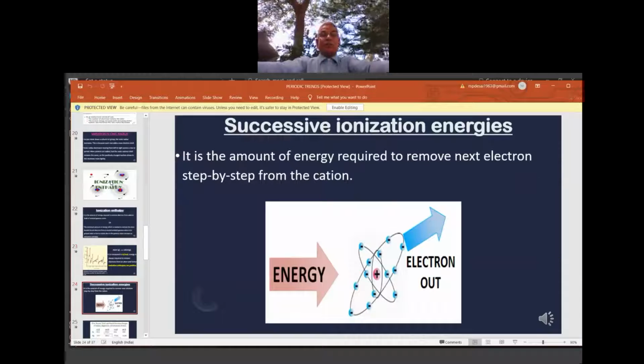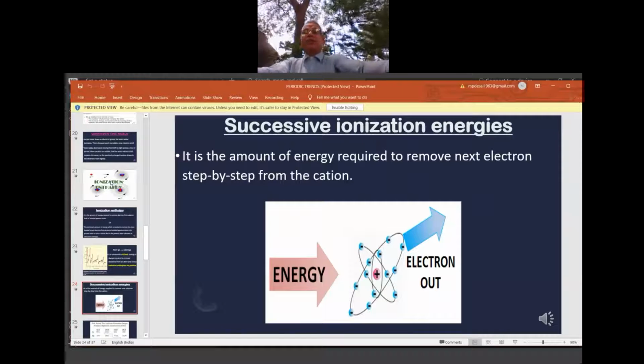Now one more term. Successive ionization energies or enthalpies. Successive, one by one. Removing one electron becomes a plus one ion. Now I want to remove the second electron to become a plus two ion. So it is step by step. When we remove electrons step by step, 1, 2, 3, 4, and so on, that is called what? Successive ionization enthalpies. But normally we don't remove all electrons.